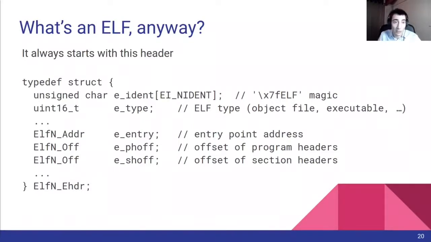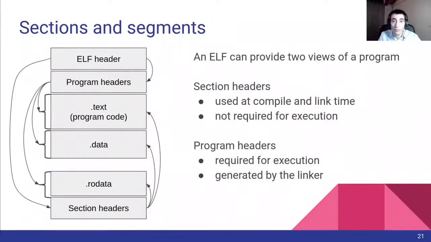There are many other fields in the ELF header. For instance, there is the entry point address, and that is the address where the program execution starts when the program is being run. And there are also a couple of offsets into the file which tell you where the program headers and the section headers are. And what are those?